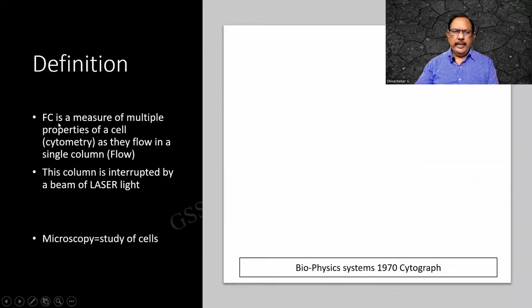The flow cytometer is a measure of the multiple properties of a cell. It is called cytometry, the measurement. And as the cells flow in a single column, it is called flow cytometry. These cells interrupt a beam of laser light and the shadows are picked up by the computer. Microscopy, whereas, is a study of intact cells.